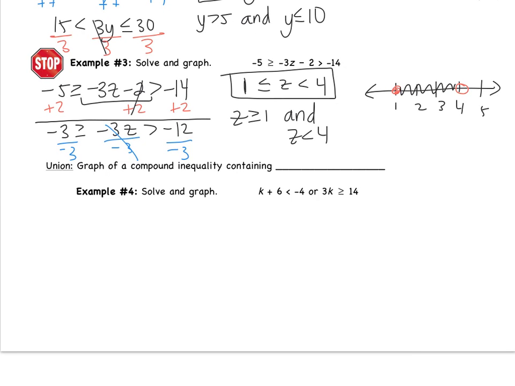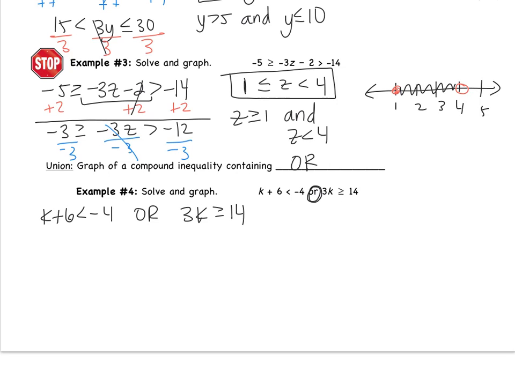So a union is the graph of a compound inequality containing the word or. You're going to know that it's a union problem because you're actually going to see the word or. So in math, we don't really write the and, but we do write the or. For an or problem, you're going to have two separate inequalities. So I have k plus 6 is less than -4, or 3k is greater than or equal to 14.